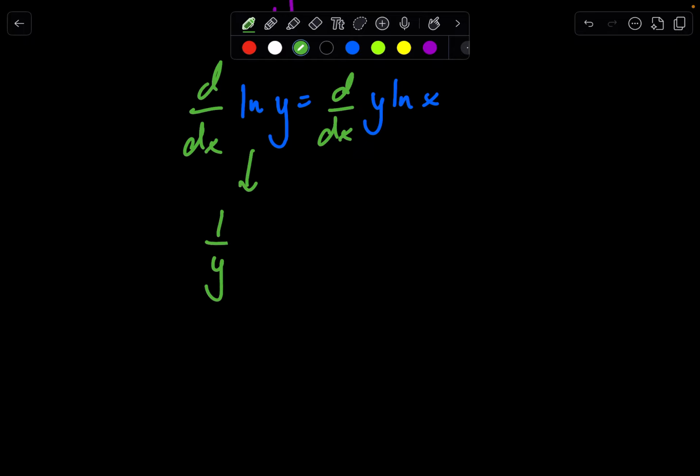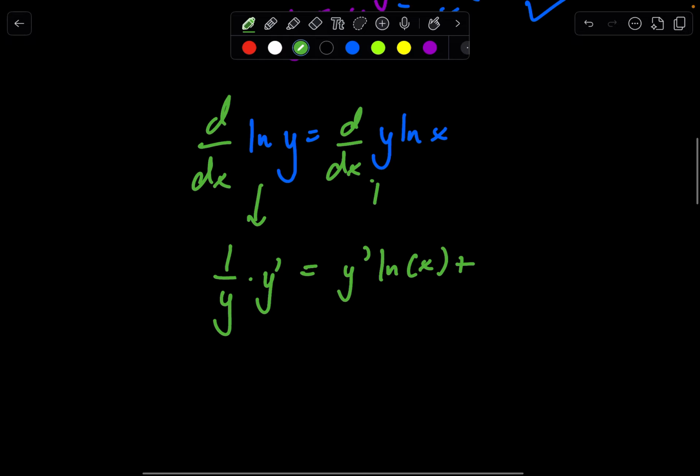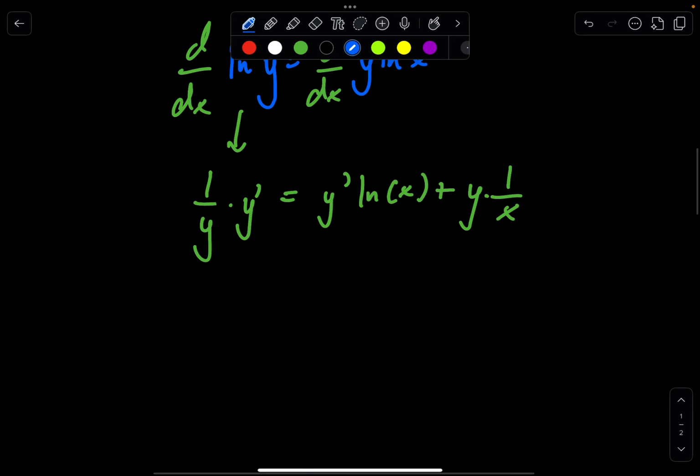We have 1 over y times y prime, according to the chain rule, is equal to, we have product rule here, d/dx of fg is equal to f prime g plus g prime f. So we have the derivative of y, which is going to equal y prime. We leave the other part alone, and then we add, we leave y alone this time, y, and then what's the derivative of ln of x? 1 over x. So we just have to solve for y prime here.